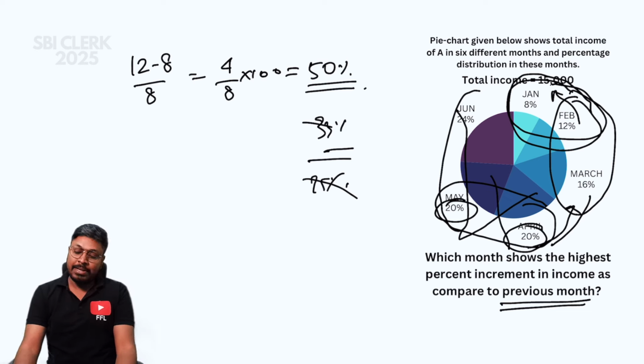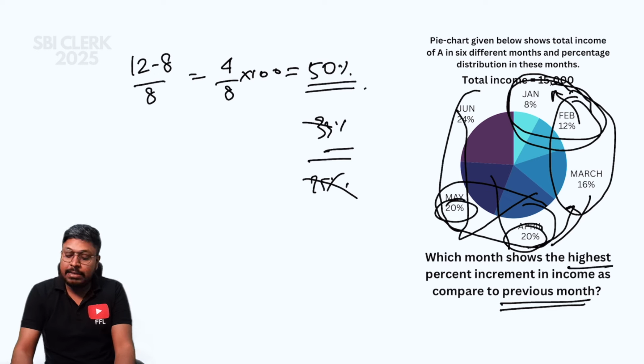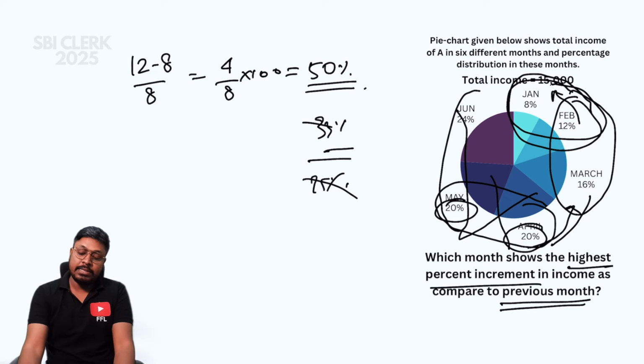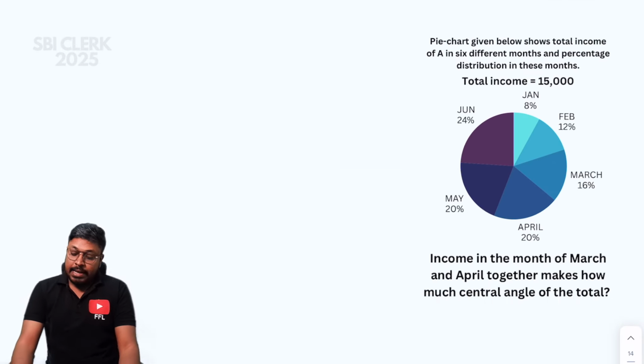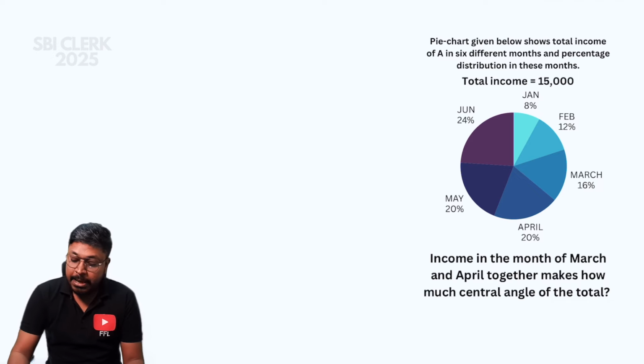So remaining all the months, it was just 30, 25%. So our target is to find the highest percentage increment. So that means Jan to Feb month is the highest percentage increment. So next question, income in the month of March and April together makes how much central angle?